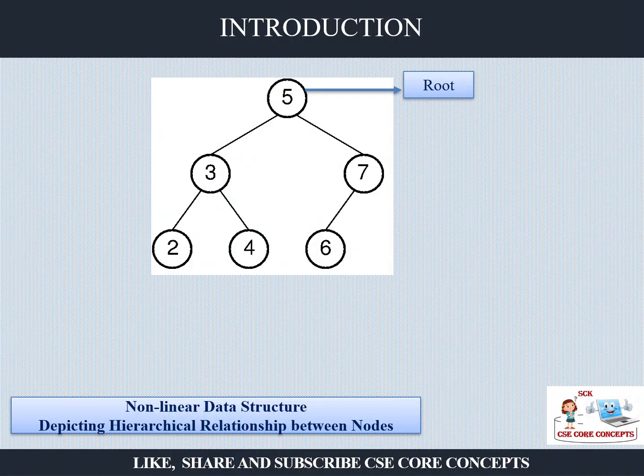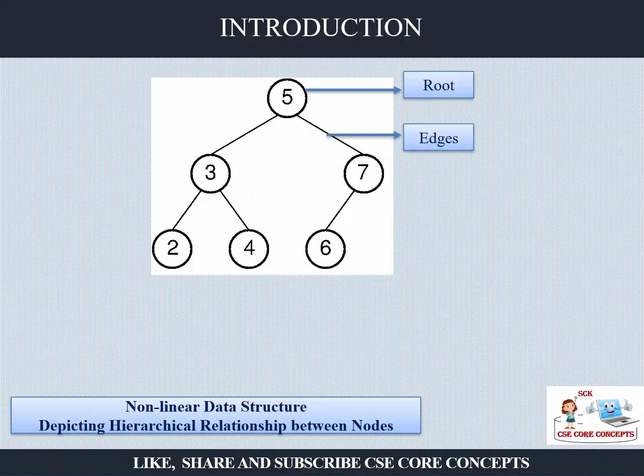Now if you consider this tree, you can see that there are two child nodes of the node 5. 5 is called a node, and the edges are what connect two nodes. Here 5 is one of the nodes. It has two children, that is 3 and 7. 3 again has two children, that is 2 and 4. 7 has only one child, that is 6. This is how it is represented.